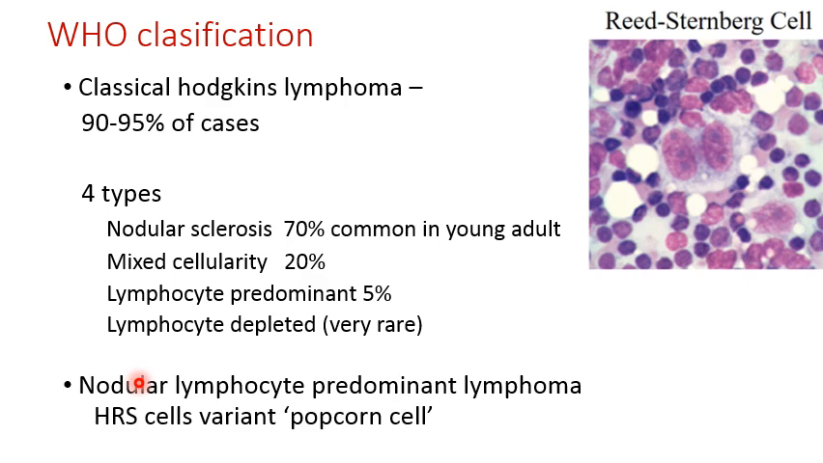They do not have this classical Reed-Sternberg cell, but they have a variant called the popcorn cell. That group is called nodular lymphocyte predominant lymphoma. So there are two groups of Hodgkin's lymphoma, classical and nodular lymphocyte predominant lymphoma. In the classical group, there is the Reed-Sternberg cell, and then it has four groups, and these are the four groups.